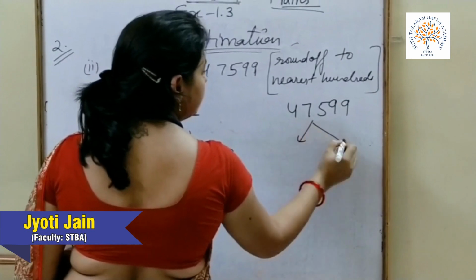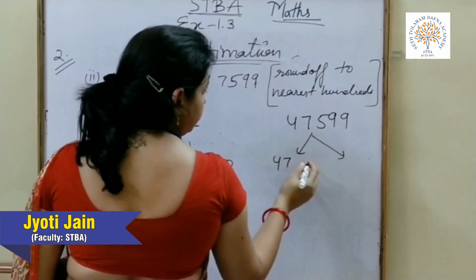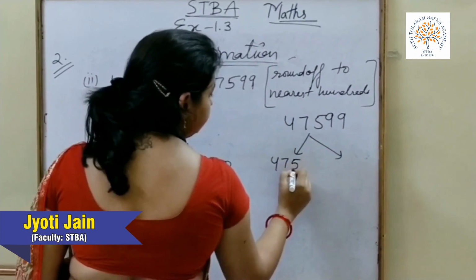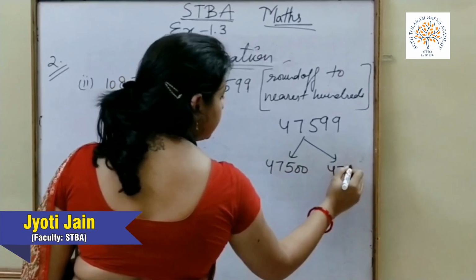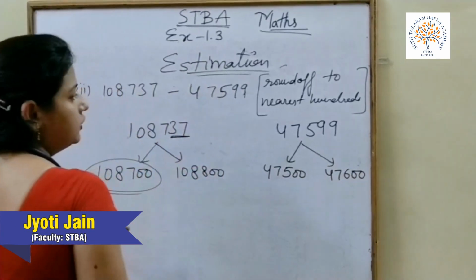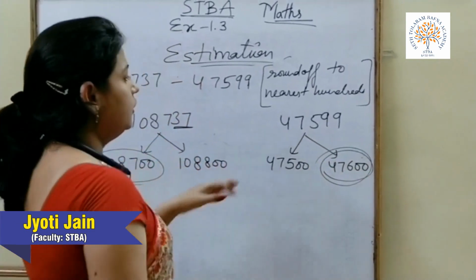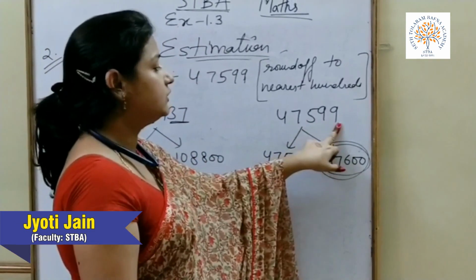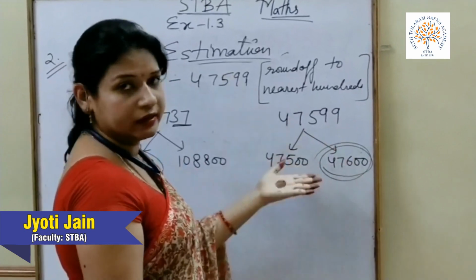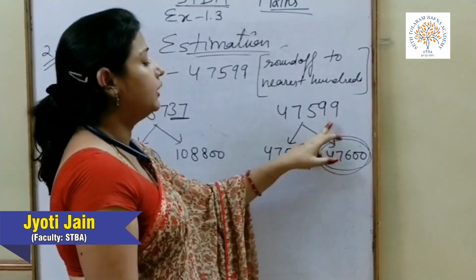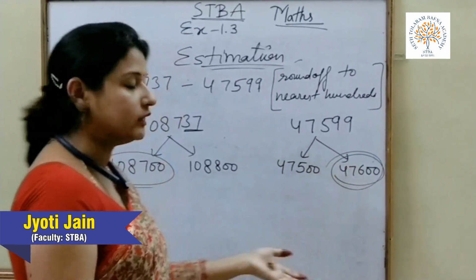And next one is 47,599. The nearest hundreds are 47,500 and 47,600. So clearly we can see here that this one is the nearest hundred, 599, and the last two digits are 99, which is greater than 50. So the next number will be taken. It will be converted into 600.